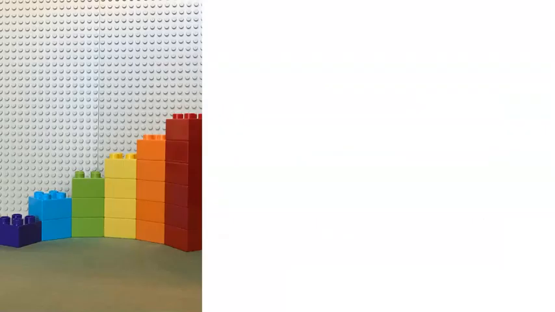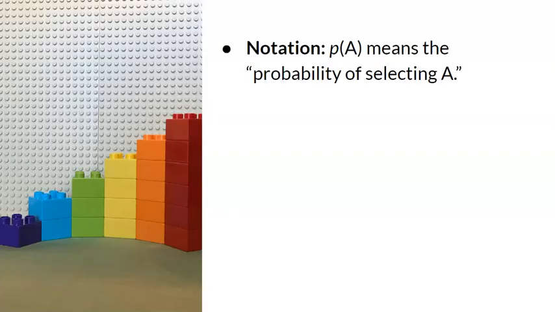When calculating probability, there is unique notation. When we write p parentheses a, it means the probability of selecting A. You will place in the parentheses the item or event for which you want to calculate probability. I will provide several examples later in this video to better explain this unique notation.